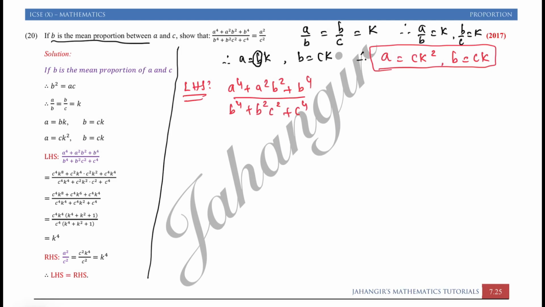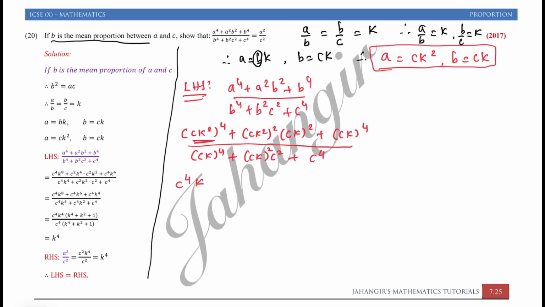So I can put the value of A as CK square, whole raised to 4, plus CK square whole square into CK whole square plus CK whole raised to 4. Just put all values in brackets. B value is CK whole raised to 4 plus CK into CK square into C square plus C raised to 4. So solving this bracket, I can get C raised to 4 K raised to 8.